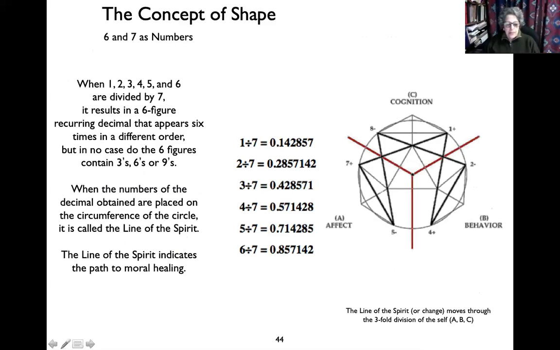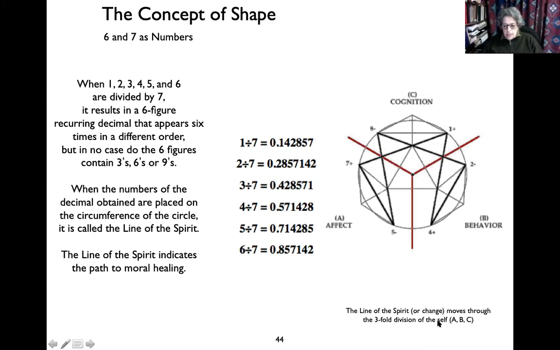So now we get to the famous 6 and 7. If you divide 1 by 7, and so forth, all the way down to 6 by 7, you get that recurring decimal. So when 1, 2, 3, 4, 5, and 6 are divided by 7, it results in a 6-figure recurring decimal that appears 6 times in a different order, but in no case do the 6 figures contain the 3, 6, or 9. When the numbers of the decimal obtained are placed on the circumference of the circle, it is called the line of the spirit. The line of the spirit indicates the path to moral healing.